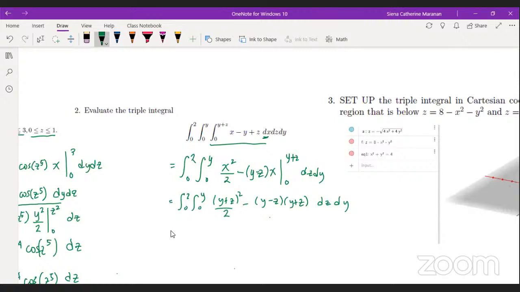Okay. And then simplify lang natin. So we will have this is y squared plus 2yz plus z squared minus y squared plus z squared. Ito pala may over 2. Okay, dz, dy.